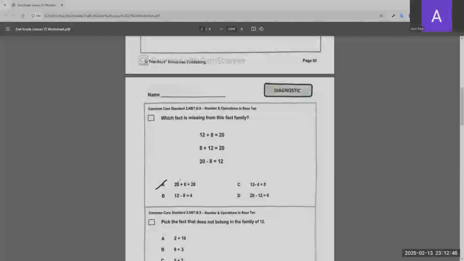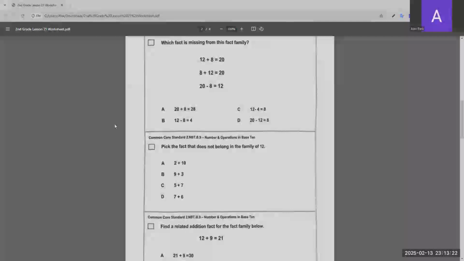And looking at option B, 12 minus 8 equals 4. The number 4 is not in any of these equations, which means it's not part of the fact family. So B is wrong. And same thing with C. It contains 4, so that's incorrect. And D, 20 minus 12 equals 8. That is the same thing as 20 minus 8 equals 12, except the 8 and 12 are flipped. So that would be the correct answer.